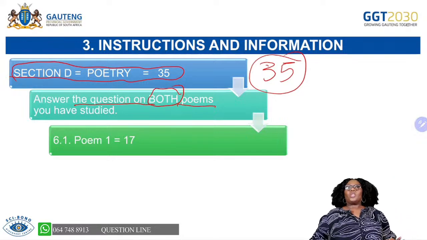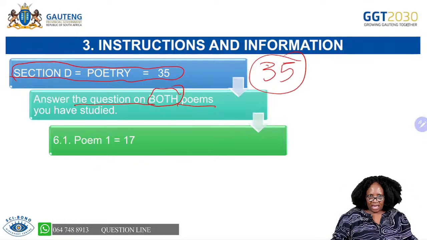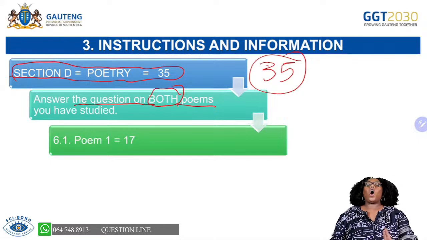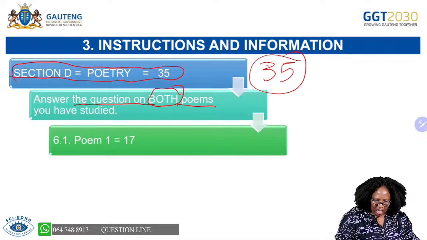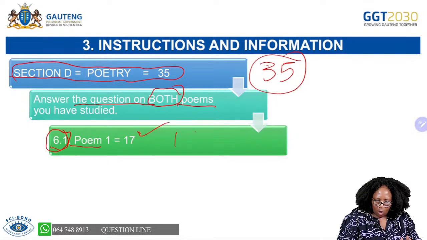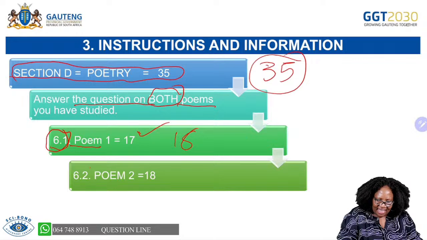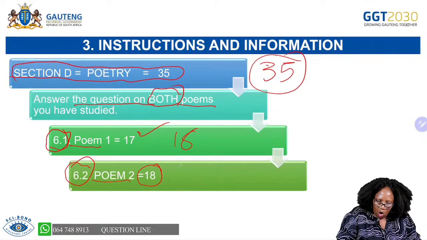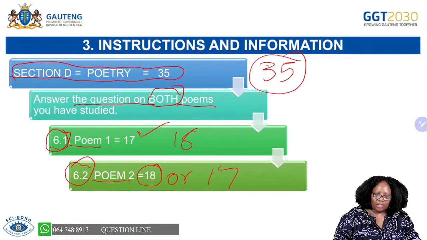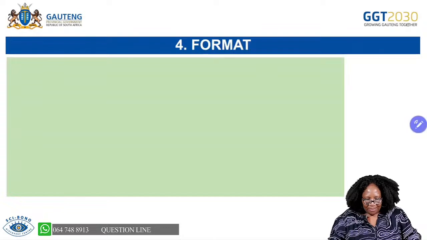You have studied how many poems? 10. Yes, 10 poems. But you are only going to be tested on how many? On 2. So in section D, 1 poem will be 6.1. That's your first poem with either 17 marks or 18 marks. Then you proceed to answer on the second poem, which is going to be either 18 or 17. So 17 plus 18 will be 35, or 18 plus 17 will be 35.